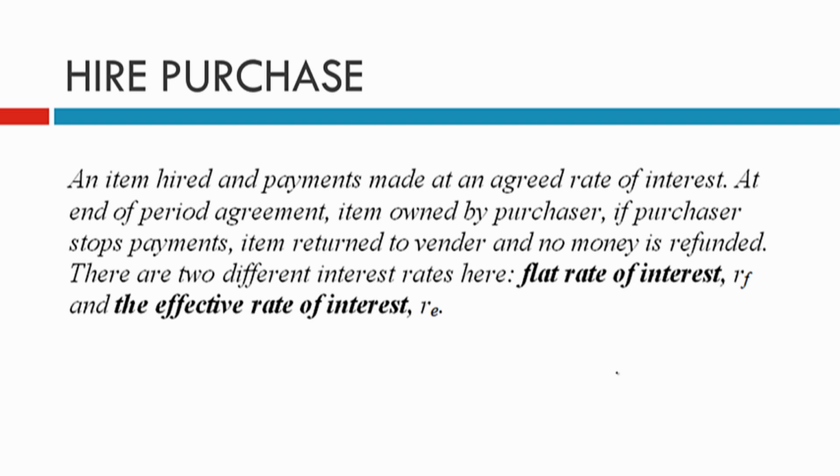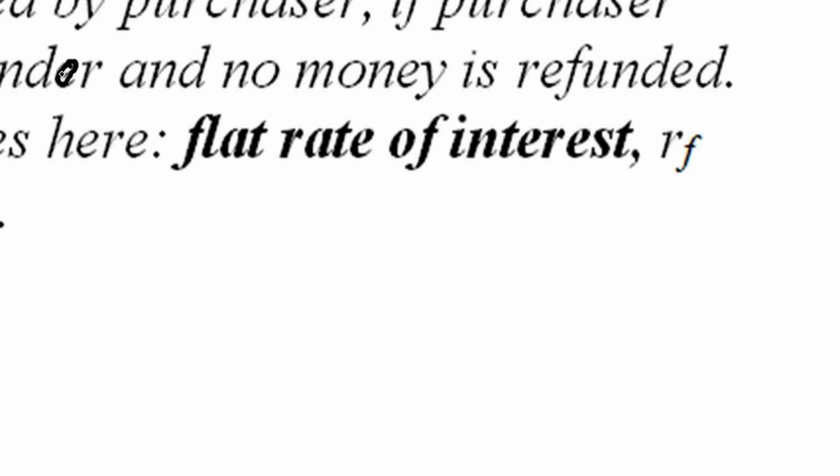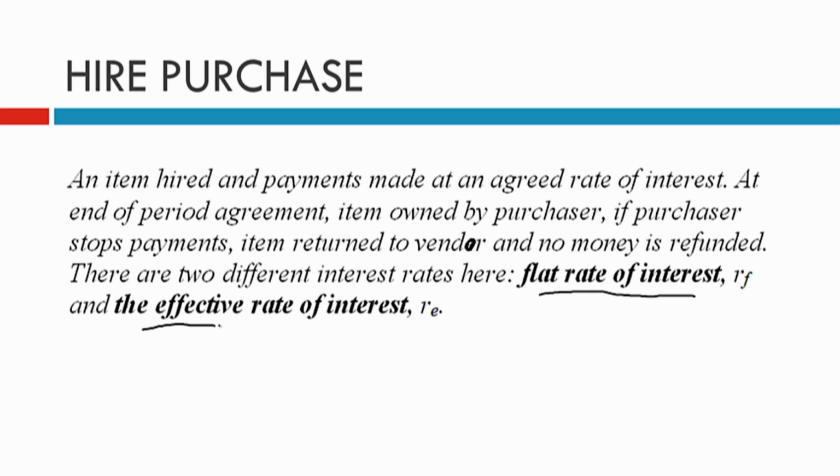Now what happens is at the end of the term agreement, whatever that agreement is, it will be owned by whoever's purchasing it. If of course that purchaser stops payments, then the item just goes back to the vendor and they lose the money. Now there's two different types of interest rates here that we're going to be looking at. The first one is the flat rate of interest, and we'll classify that as R with a little f. And the other one is the effective rate of interest, and we'll classify that as R with the little e.